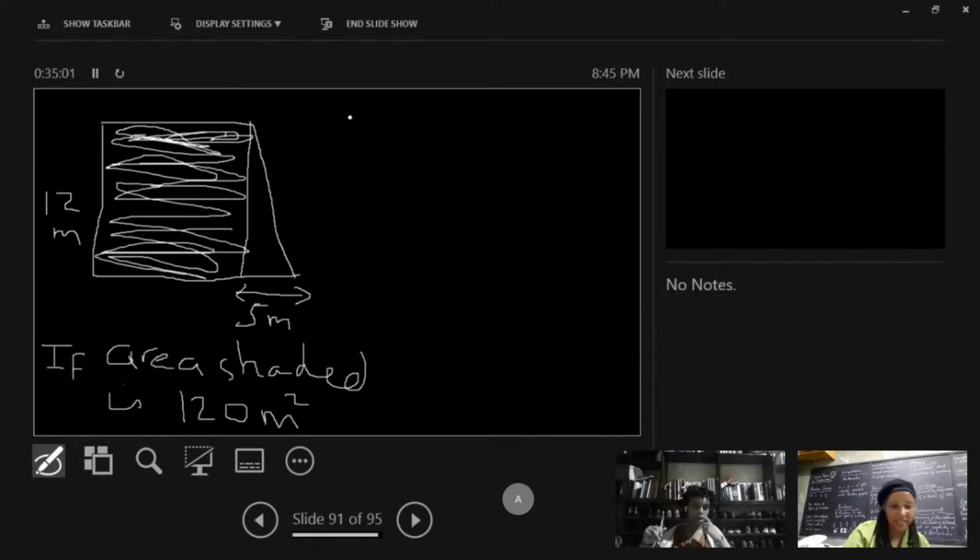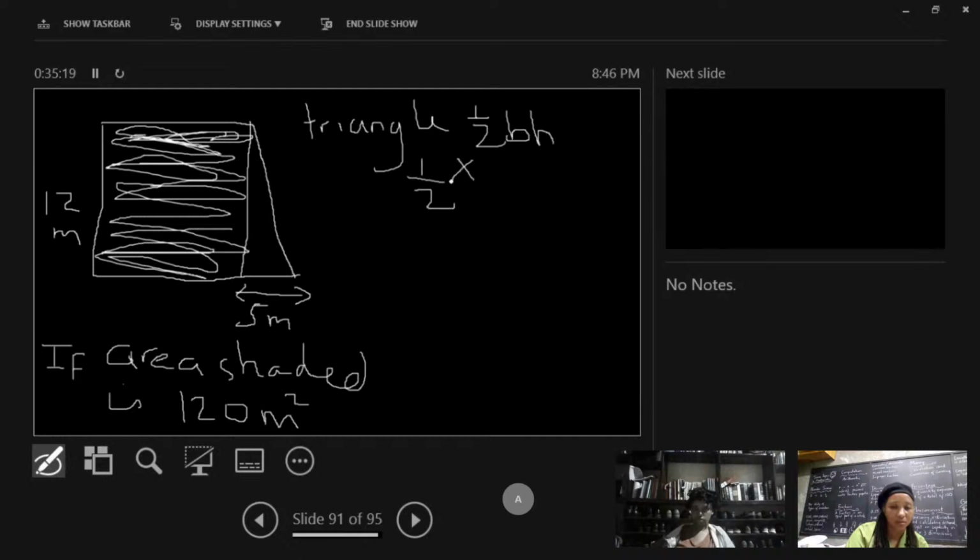So for the triangle it is half base times height, and that would be half of 5 times 12. So 5 times 12 is 60, and half of 60 is 30, so that would be 30 meters squared. And then, what would be the area of the trapezium?